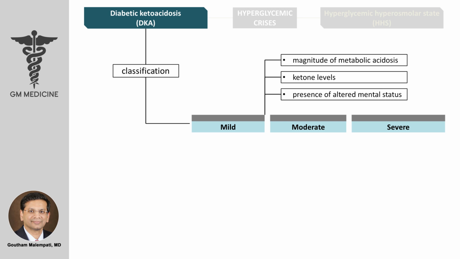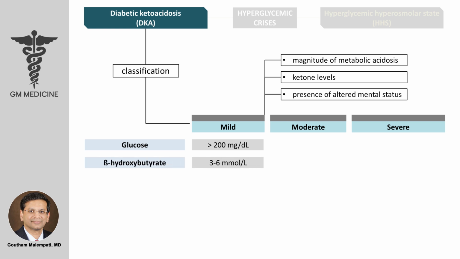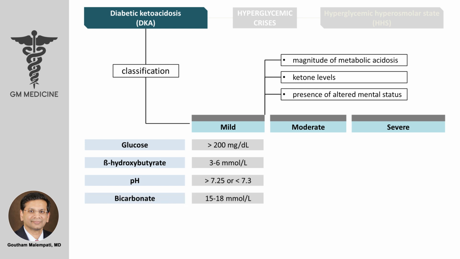Mild diabetic ketoacidosis is defined by glucose greater than 200 milligrams per deciliter, beta hydroxybutyrate between 3 to 6 millimoles per liter, pH greater than 7.25 and less than 7.3, or bicarbonate between 15 to 18 millimoles per liter. Mental status is usually alert.